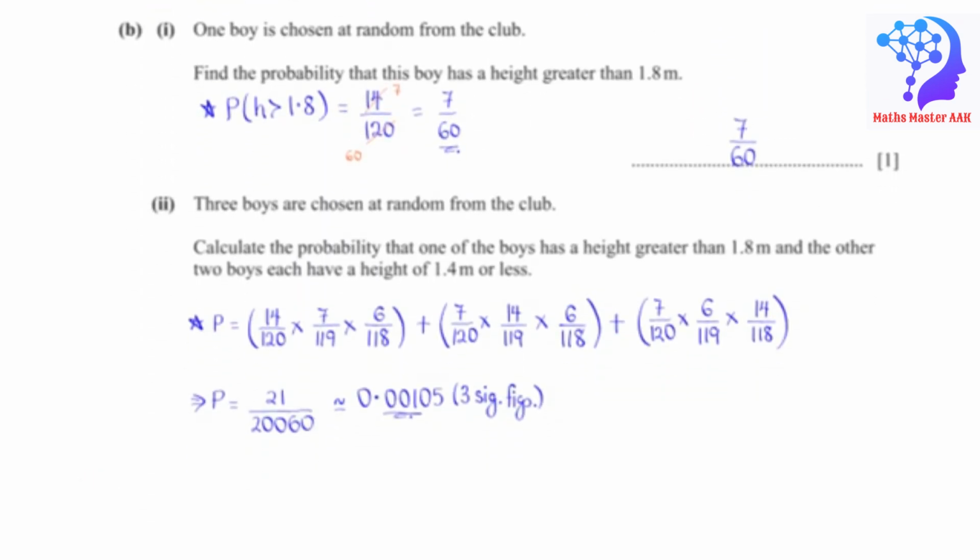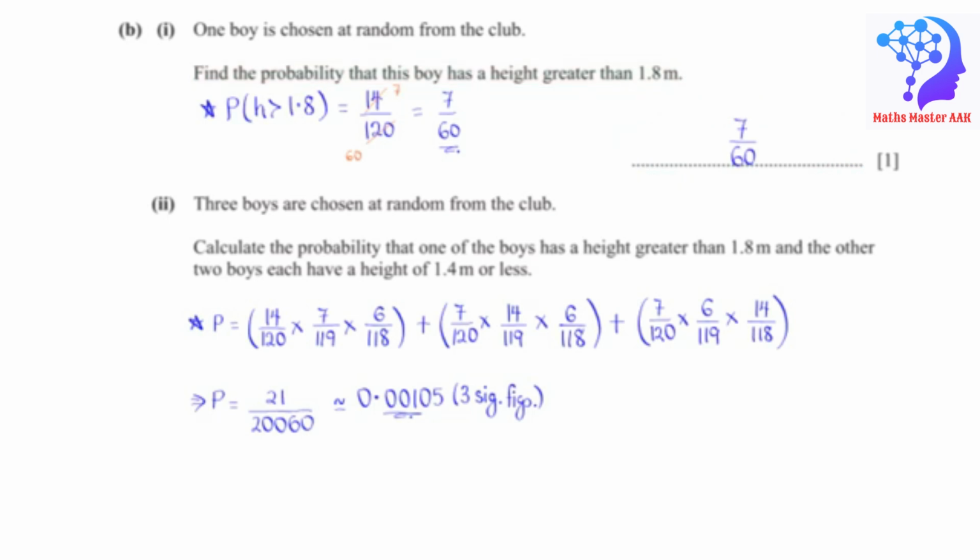One boy is chosen at random from the club. Find the probability that this boy has a height greater than 1.8 meters. The probability that the chosen boy has a height greater than 1.8 is equal to the number of boys with a height greater than 1.8 meters divided by the total number of boys. And so this gives us 14 over 120, which can further be simplified to 7 over 60.